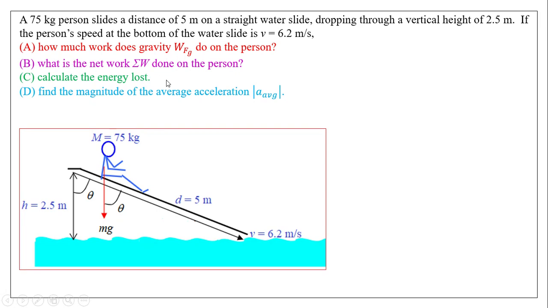B, what is the net work done on the person. C, calculate the energy loss. And then D, find the magnitude of the average acceleration. All right, let's go and crack this up. So the first thing I like to do is define my x-axis.